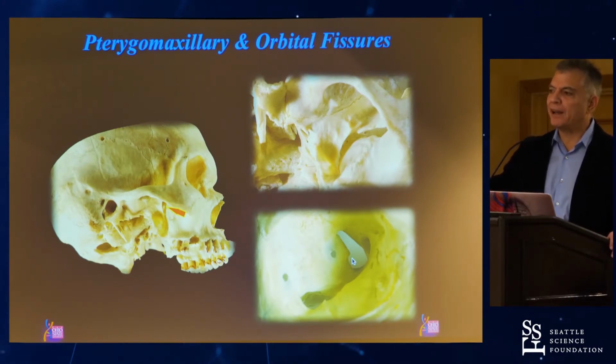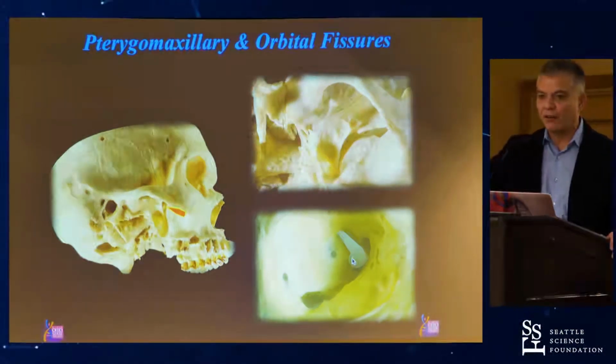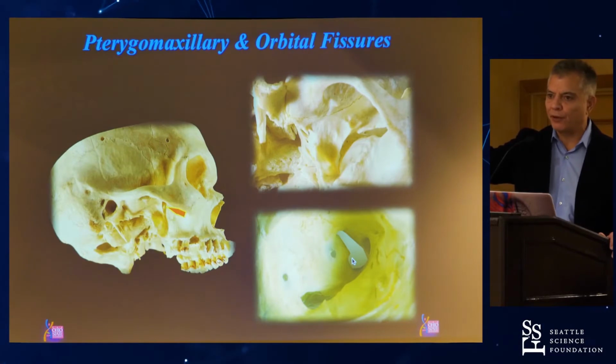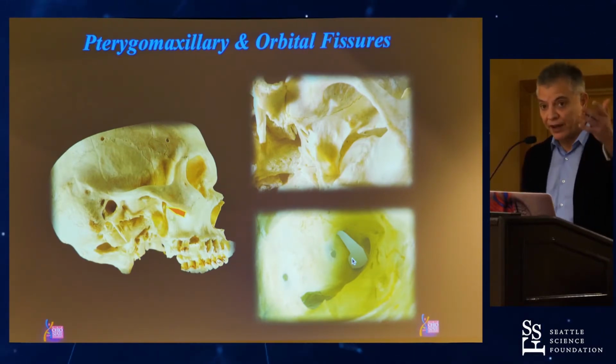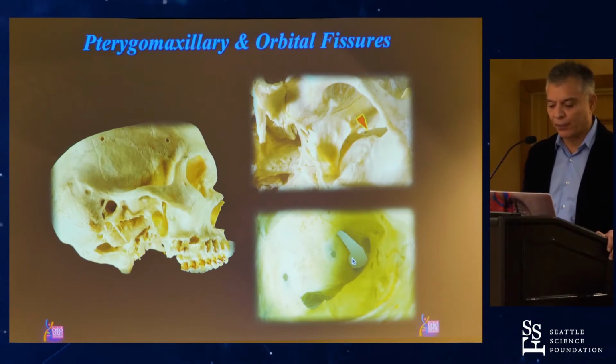predict how many tumors can go from one space to the other. How they can get from the nose to the pterygopalatine fossa to the infratemporal fossa to the orbit and up into the cranial cavity, into Meckel's cave or the middle cranial fossa.